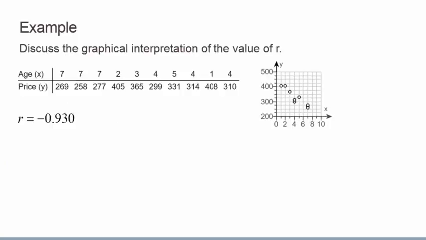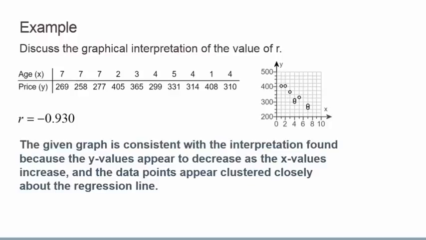Continuing, discuss the graphical interpretation of the value of R. The given graph is consistent with the interpretation found because the y values appear to decrease as the x values increase, and the data points appear clustered closely about the regression line.